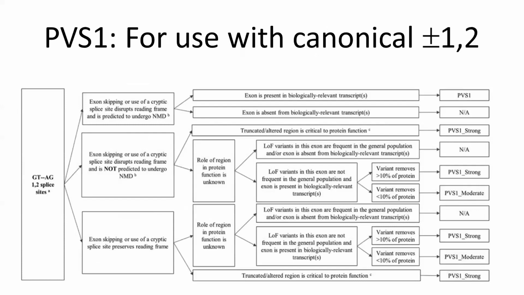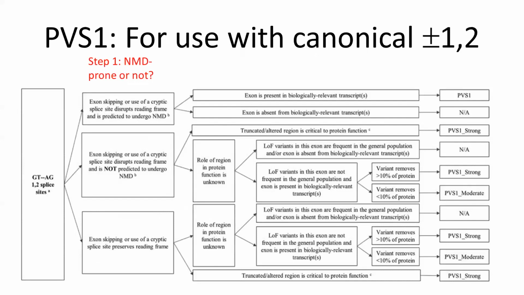Okay, so let's look at PVS1. I just have one slide. I've highlighted that PVS1 is essentially recapitulated among the different types of alterations, but I've just taken this excerpt for the plus and minus 1,2 splice sites, specifically for U2 splice sites. And the way I look at it is it's split up into two steps. Step one, is this going to be degraded by NMD or is it not?